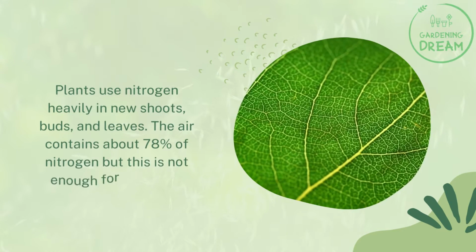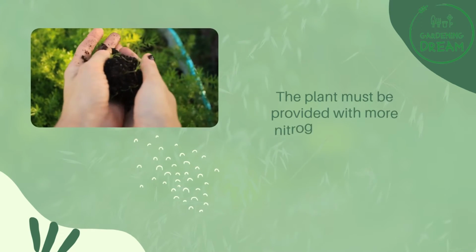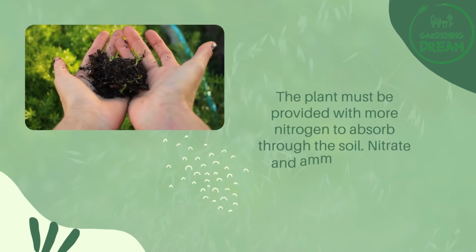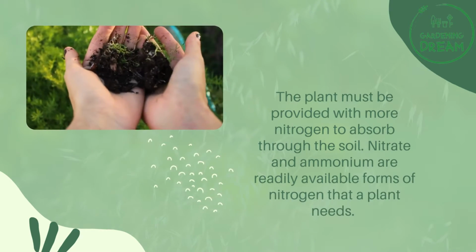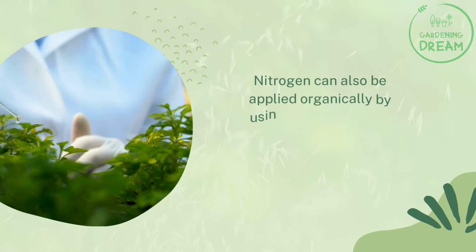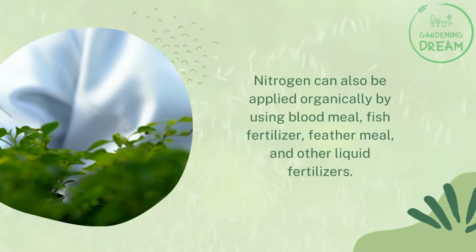The air contains about 78% of nitrogen, but this is not enough for the plant. The plant must be provided with more nitrogen to absorb through the soil. Nitrate and ammonium are readily available forms of nitrogen that a plant needs. Nitrogen can also be applied organically by using blood meal, fish fertilizer, feather meal, and other liquid fertilizers.